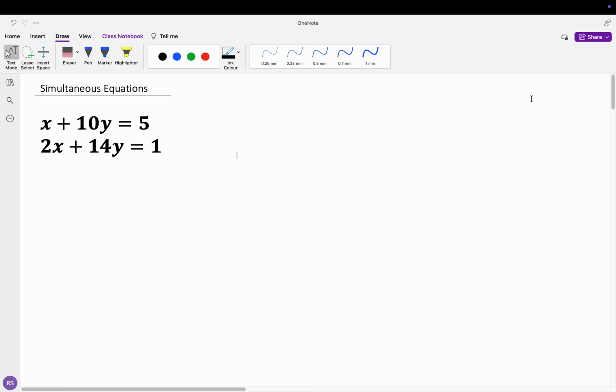Hi, so in this video I'm going to share with you how to solve simultaneous equations using the substitution method. Okay, so what is the substitution method? It is to express one variable in terms of another variable, and then use that new expression as a substitute. Okay, so let me explain how to do this.